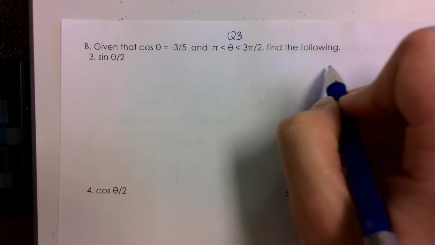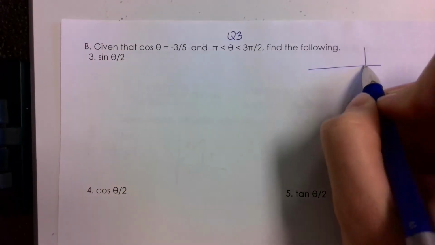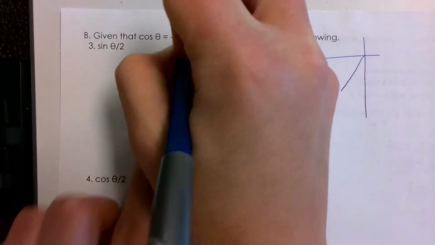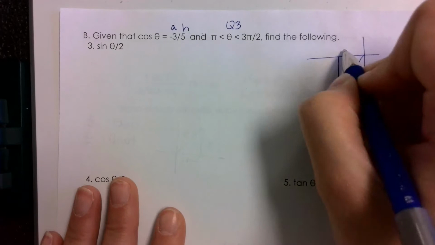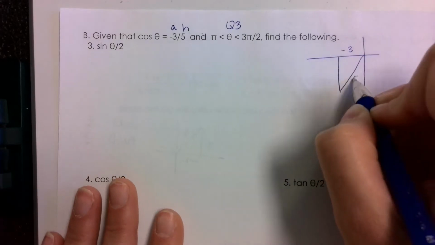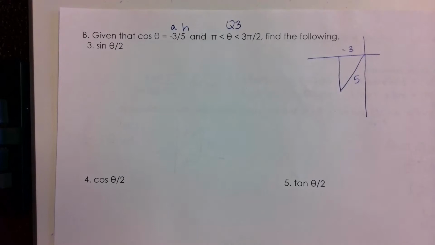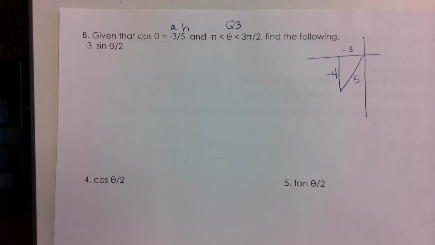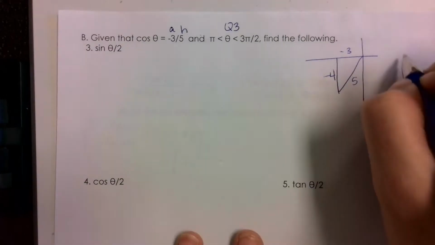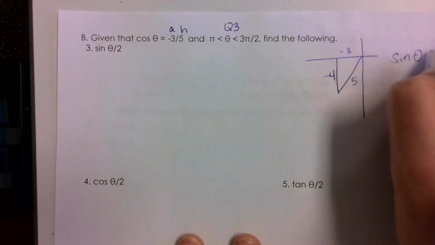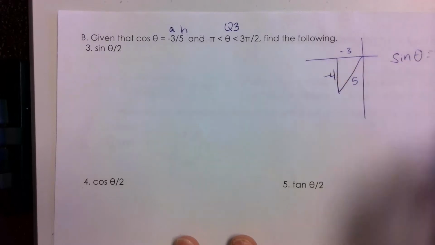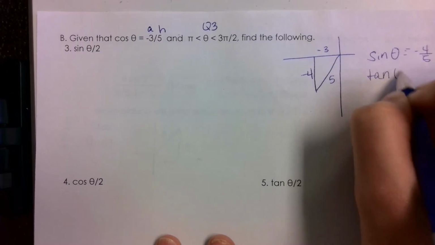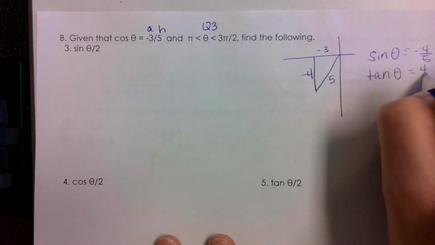So again, we know this is going to be in quadrant 3. And they told us that cosine was negative 3 over 5, so that's your adjacent and your hypotenuse. So our adjacent is going to be negative 3, our hypotenuse is 5, so what's our other missing side? And is it positive 4 or negative 4? Negative 4, because we're in quadrant 3, so everything's negative there. So what would sine of theta be? Negative 4 over 5. What would tangent of theta be? It's going to be 4 over 3.